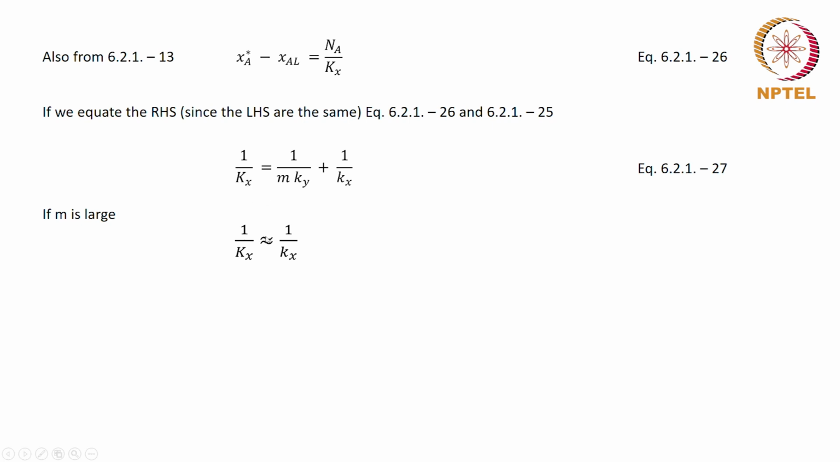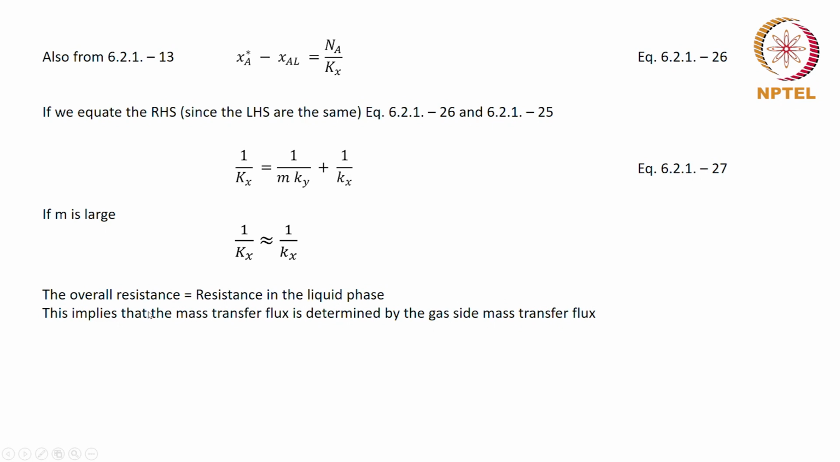Therefore, 1 by capital Kx is approximately equal to 1 by lowercase kx. In other words, the overall resistance, this is some sort of a conductance, right? So the inverse of the conductance is the resistance. The overall resistance given by the left hand side is approximately equal to the resistance in the liquid phase. The resistance lies entirely in the liquid phase. This implies that the mass transfer flux is determined by the gas side mass transfer flux.